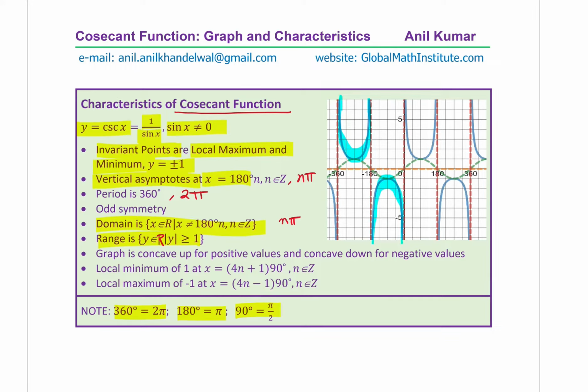Correct. Now, here is a general formula for the local maximum and local minimum. Let me highlight the local minimum values for the cosecant. Those were the maximum for sine function, right? So the local minimum values are at x equals (4n plus 1) times 90 degrees, where n is an integer. Now for the local maximum of the cosecant function, the general formula is (4n minus 1) times 90 degrees.